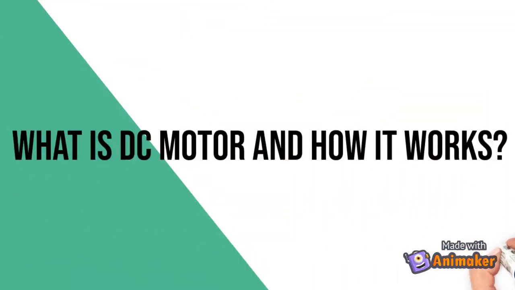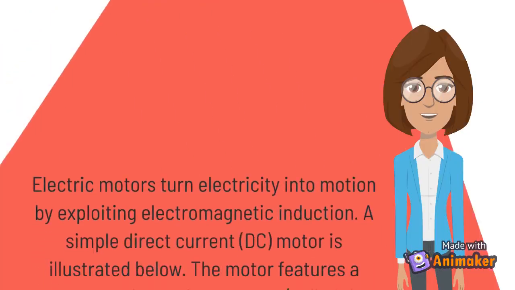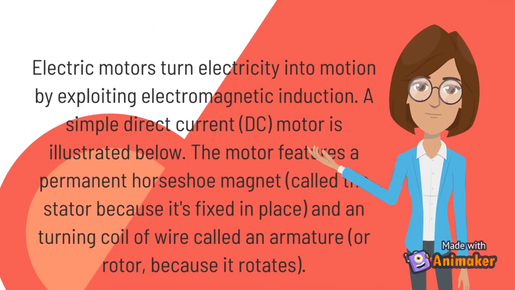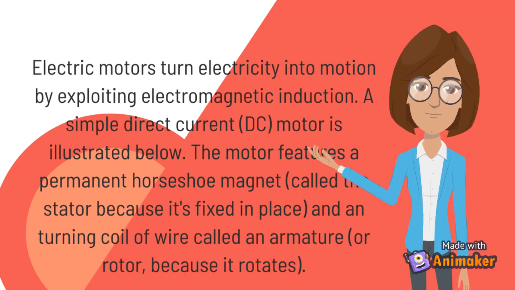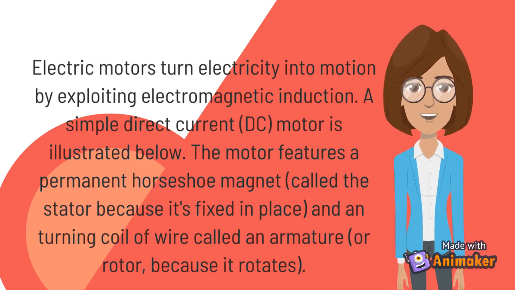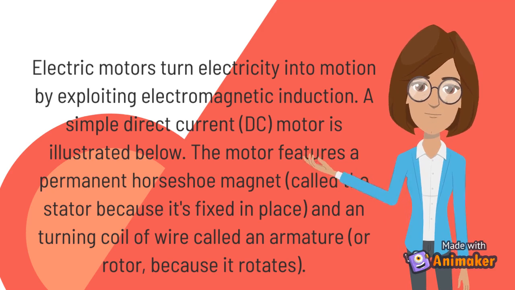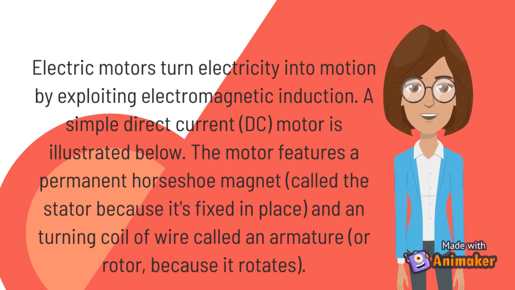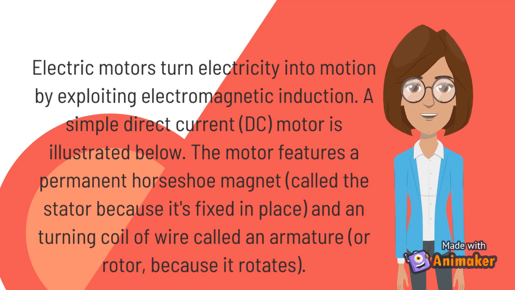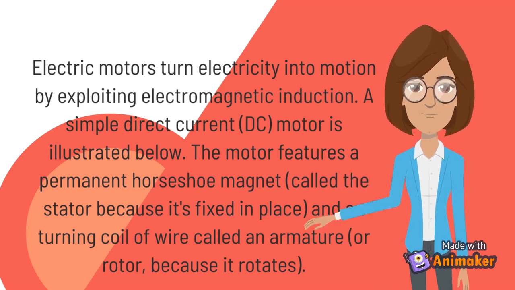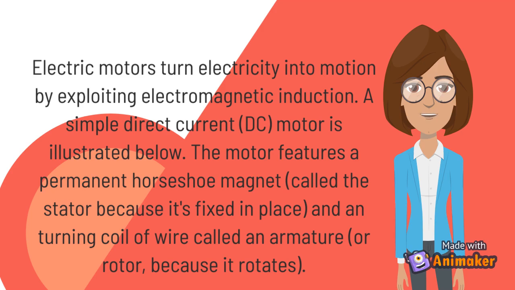What is a DC motor and how does it work? Electric motors turn electricity into motion by exploiting electromagnetic induction. A simple direct current, DC, motor is illustrated below. The motor features a permanent horseshoe magnet, called the stator because it's fixed in place, and a turning coil of wire called an armature, or rotor, because it rotates.